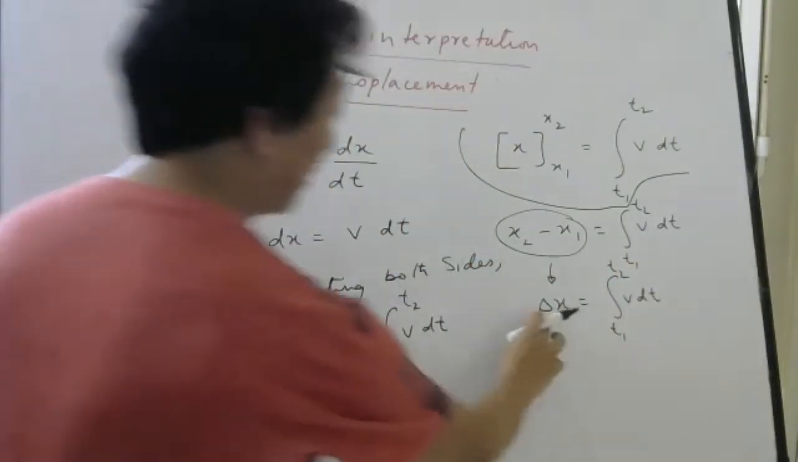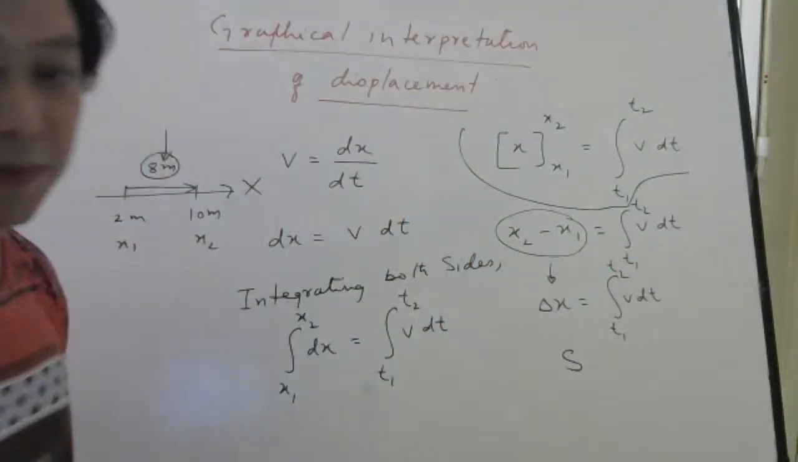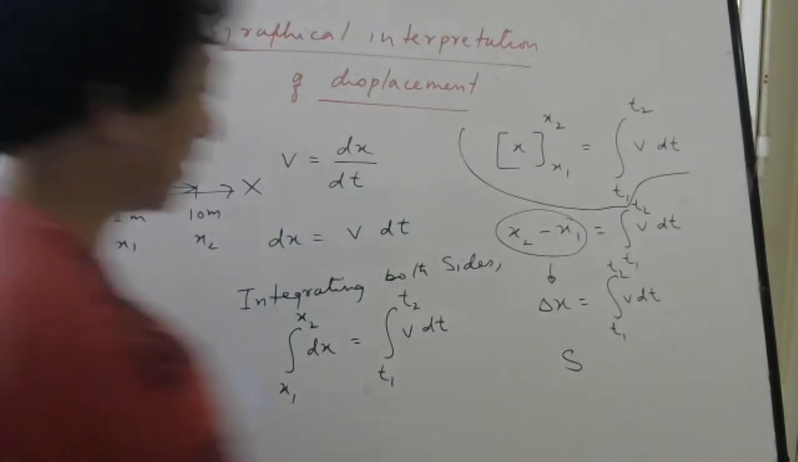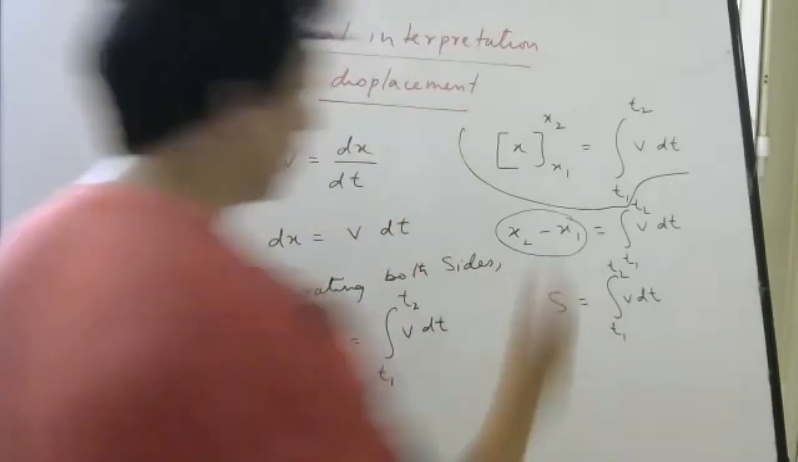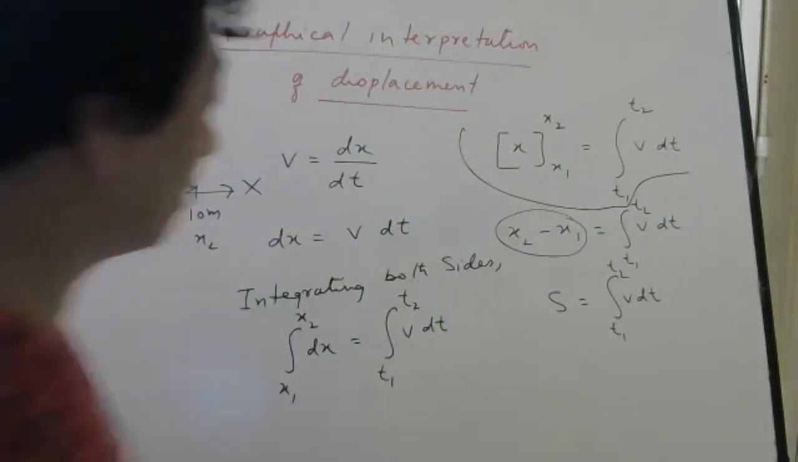You can write this sometimes as S also. Some people write S also. Okay, displacement. So let me write here only. You can write delta x, no problem.